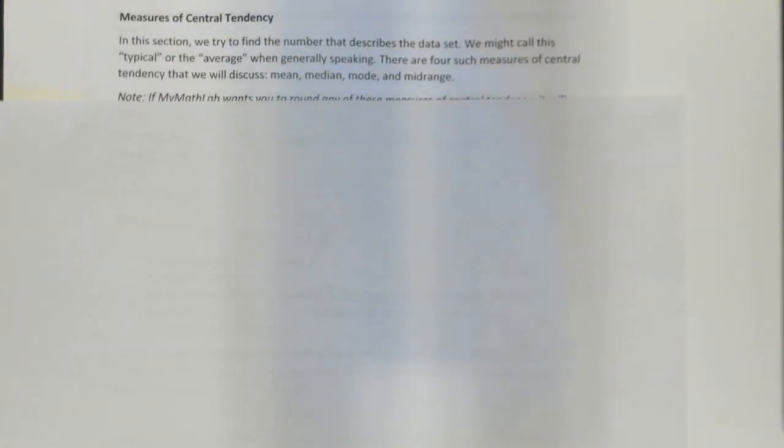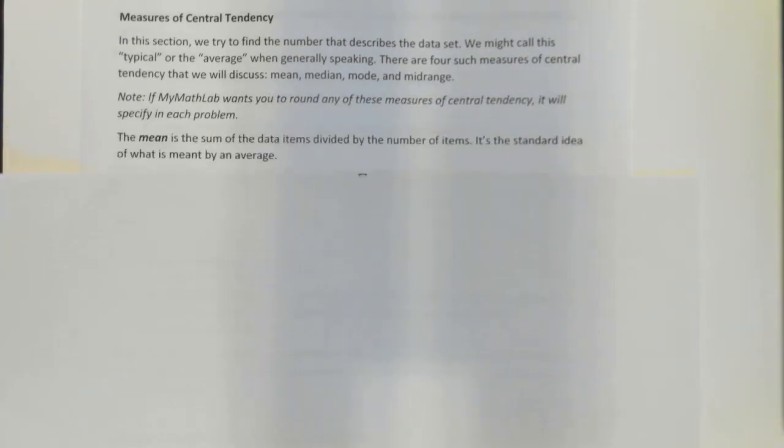Alright, in this video we're going to talk about measures of central tendency. So we are looking for the number that describes the data set. We might call this typical or average. There's four numbers we're going to discuss, and that is mean, median, mode, and mid-range. And if you need to round in any of these cases, MyMathLab will tell you that.